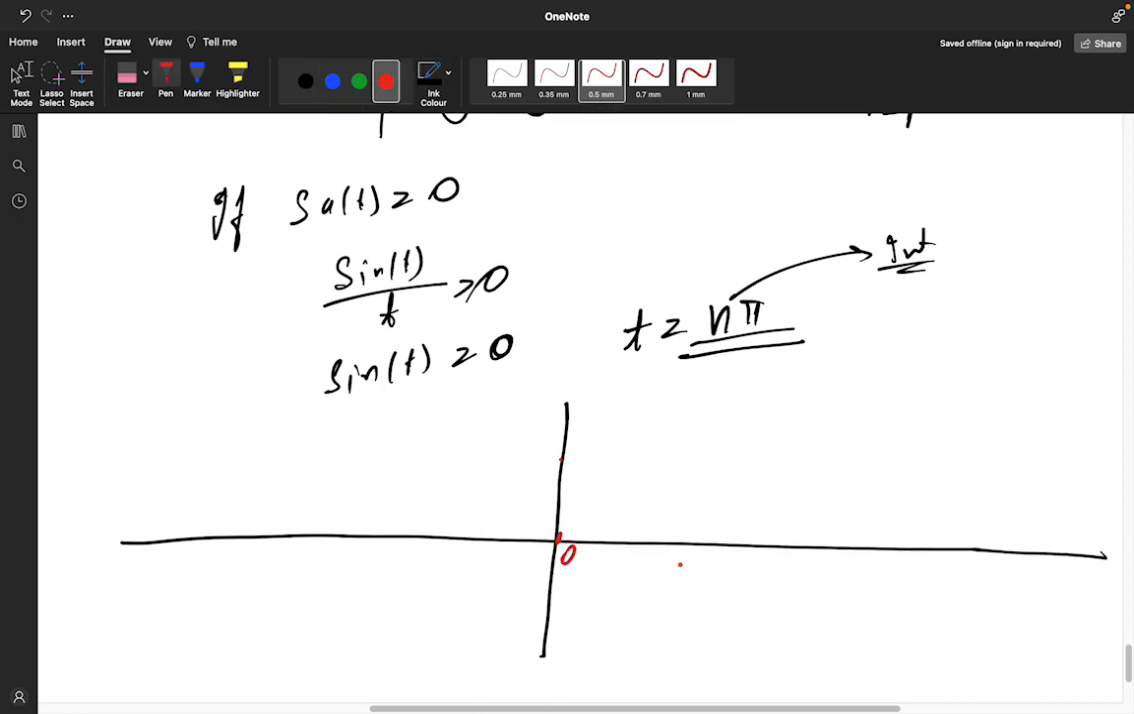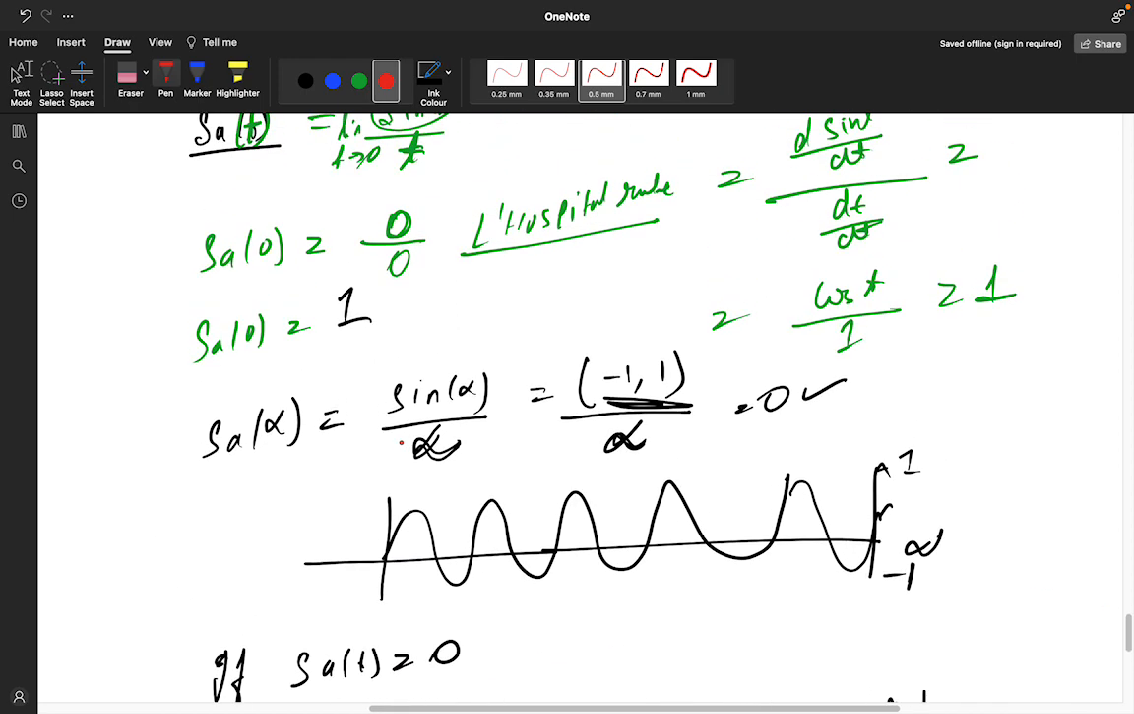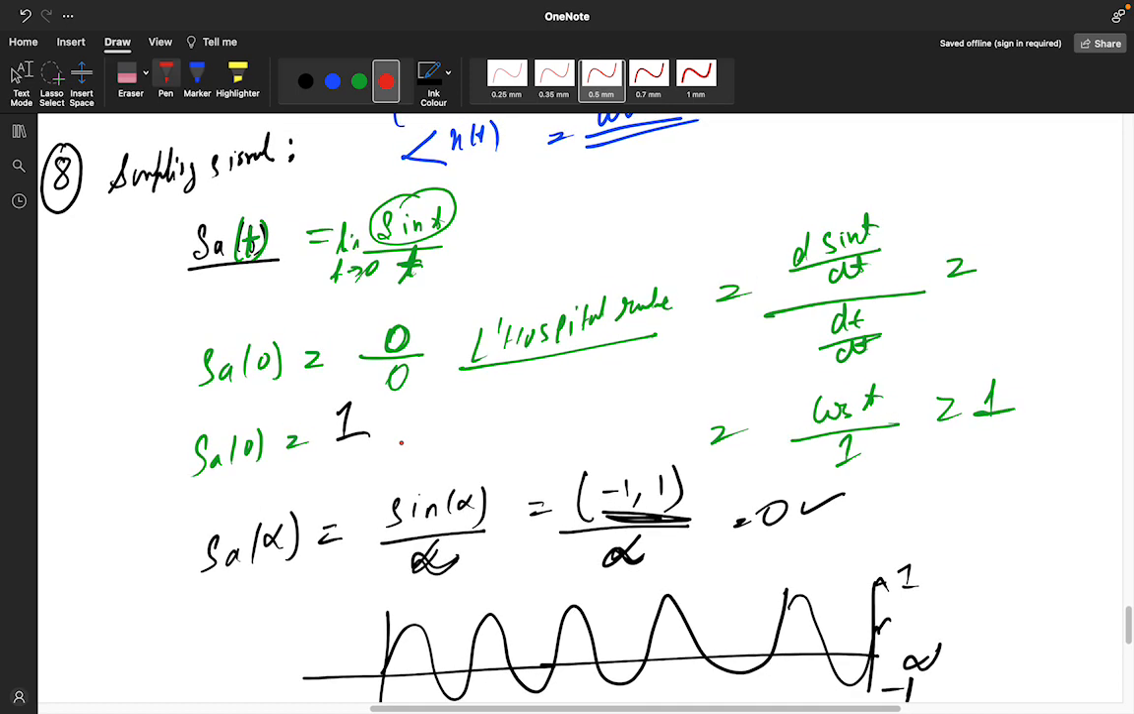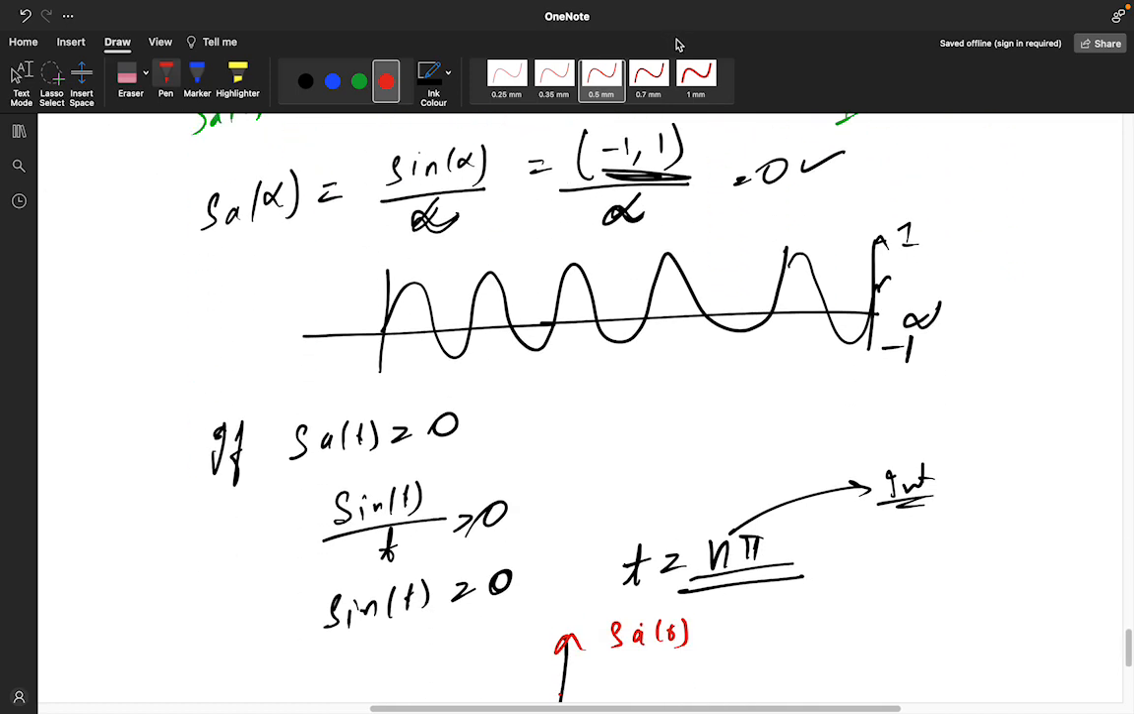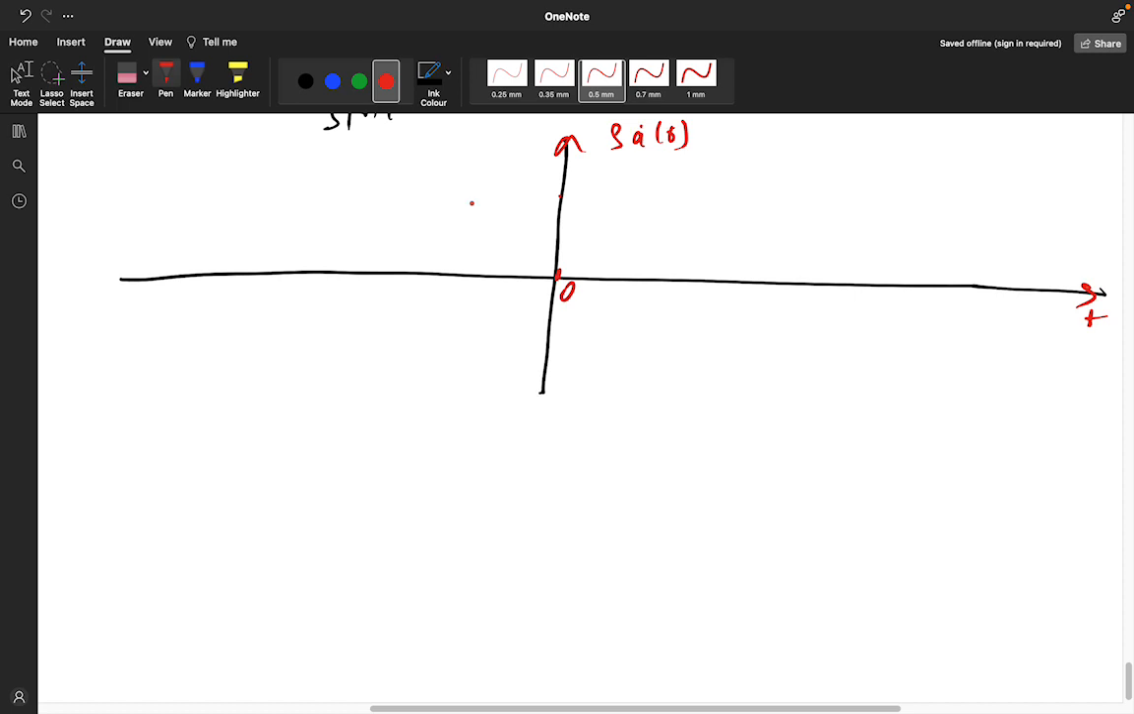This is my 0. This is my t. So sampling, I am drawing the sampling function. At 0, the sampling of 0 is 1. Sin 0 by 0, we are getting 1. So the value will be 1.